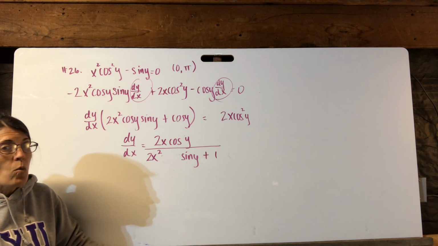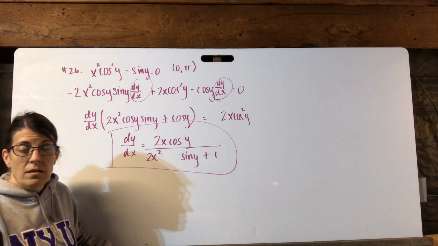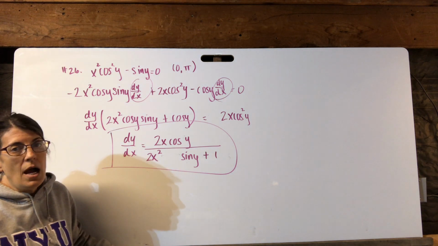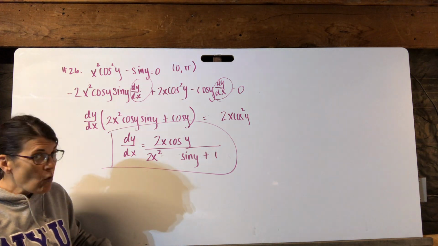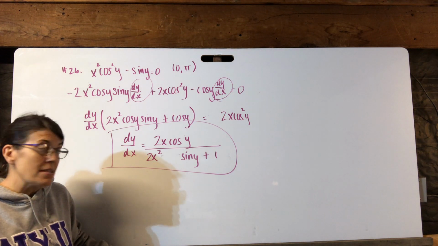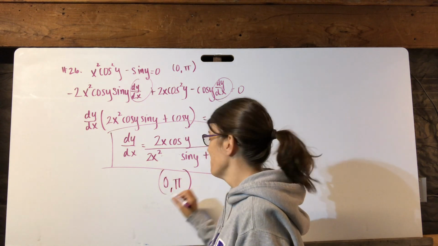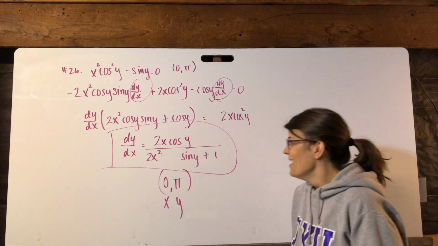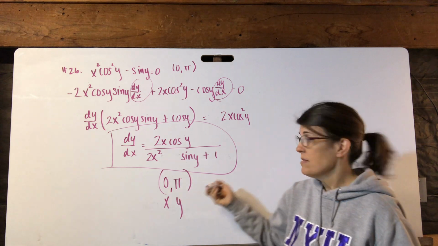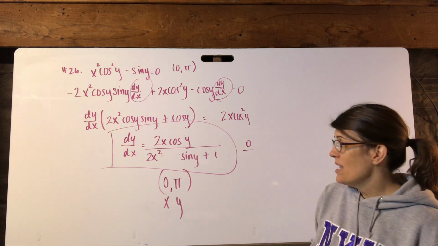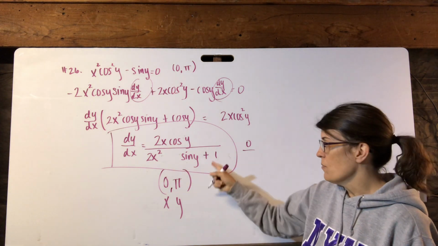Okay, so x is 0, y is pi. So let me just review. This is the slope of the tangent line at any point on this curve of x squared cosine squared y minus sine y. Now I'm going to find out what the slope is at the exact point they asked for, which is (0, pi). So 2 times 0, when you plug in, you get 0. So the numerator is 0. As long as the denominator is not 0, we're fine, and it's not, because plus 1 is going to give me, at the very least, 1.